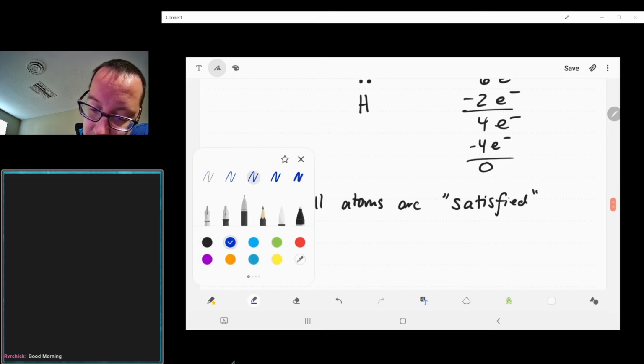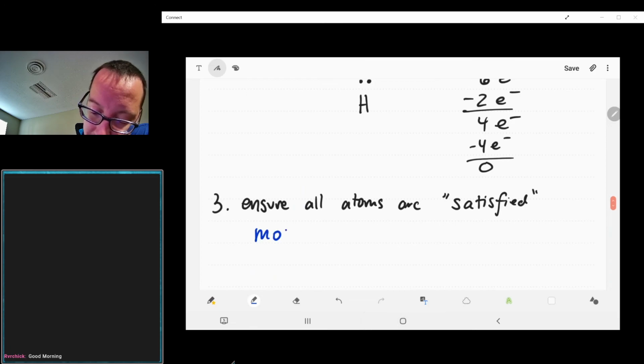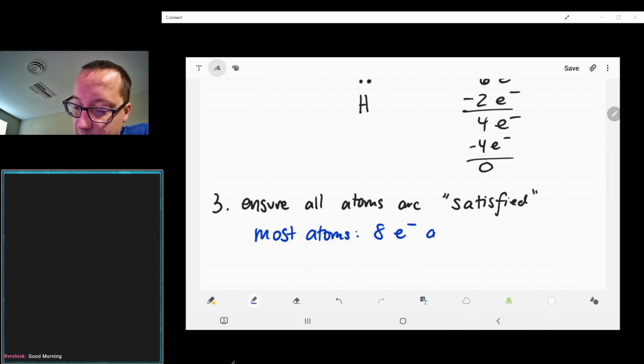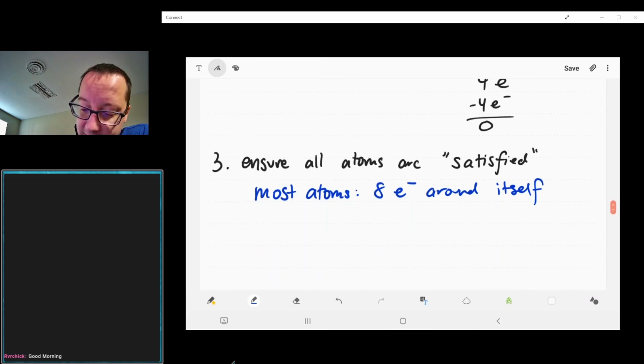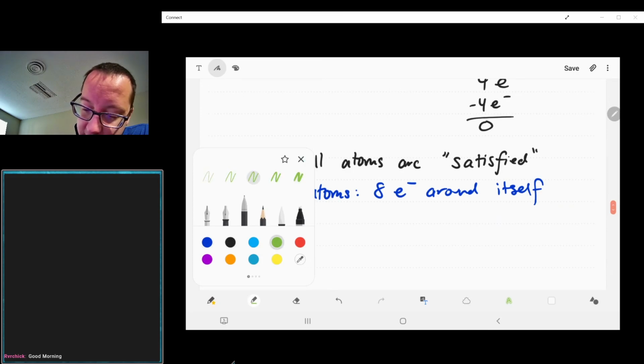That means for most atoms, they want 8 electrons around themselves. Most things will want 8 electrons. The reason for that is that's going to be your noble gas configuration, right? That's the whole point of doing this. Chlorine took 1 electron so it could be like a noble gas. We're going to see the same thing true here as well. So most atoms will want 8 electrons around themselves. There's a few that have exceptions, which we'll note here in green.